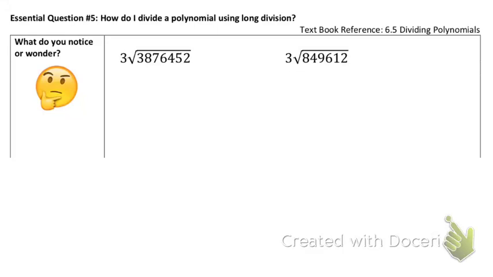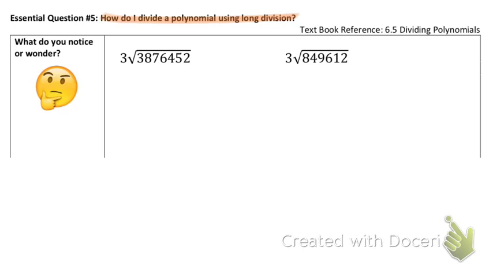Okay, ladies and gentlemen, we are going to be dividing polynomials using long division. So to get you in the swing of things, we're going to take a little trip back to probably third, fourth grade, and we're going to do some long division here with just some regular numbers. So let's see if you can try these out and see if we come up with the same answer. So if you remember, we're going to divide 3,876,452, and we're dividing it by 3.